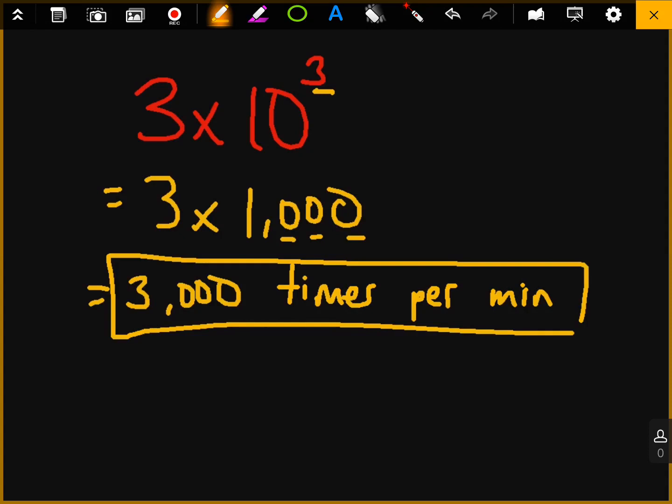Once again, the first step is to look at the exponent. It's going to show you how many zeros are going to be in that multiplication problem, and it's going to be in tens. So 3 zeros, 10 times 10 times 10 is 1,000. Then you just multiply 3 times 1,000. If you have any questions, write them down. But let's go ahead and go to the second problem.